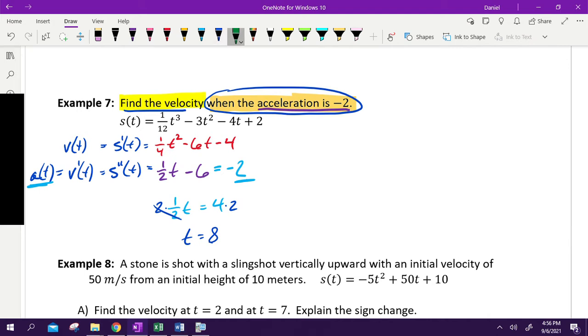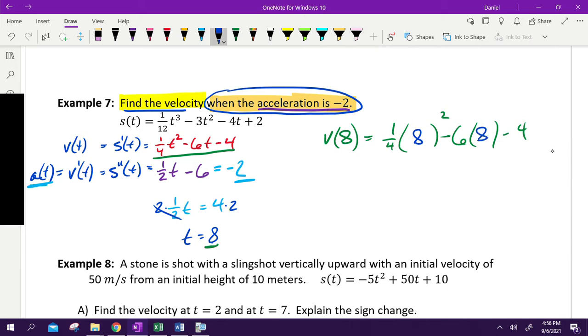So if I want to find the velocity when that is true, I'm going to take 8 and plug it into velocity. So this is my velocity equation right here: 1/4 t squared minus 6t minus 4. So right here I'm plugging in 8, and then solving from there. We could leave it right there. 64, 1/4, that would be 16 minus 48 minus 4. I believe that gets me -36.